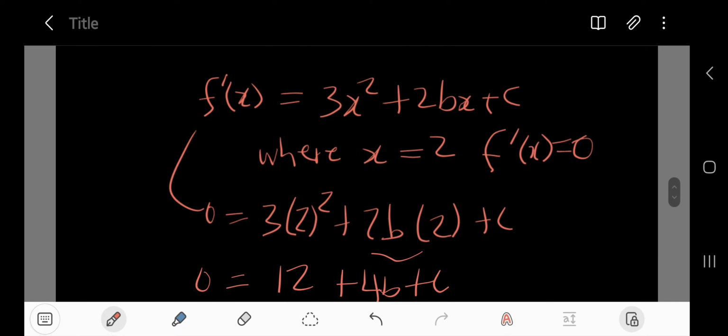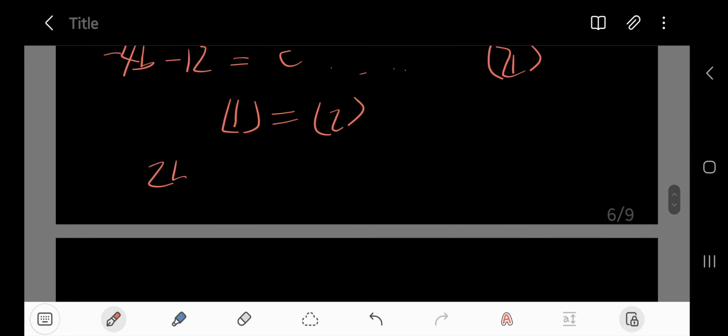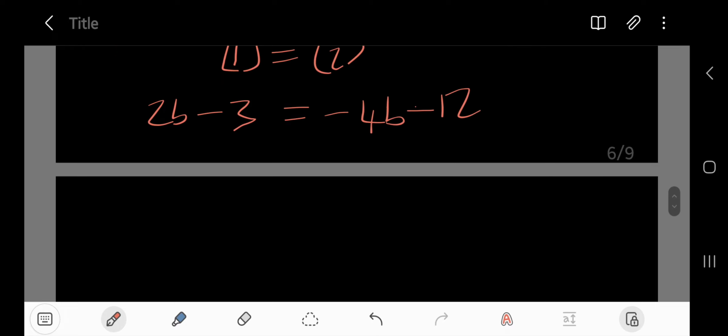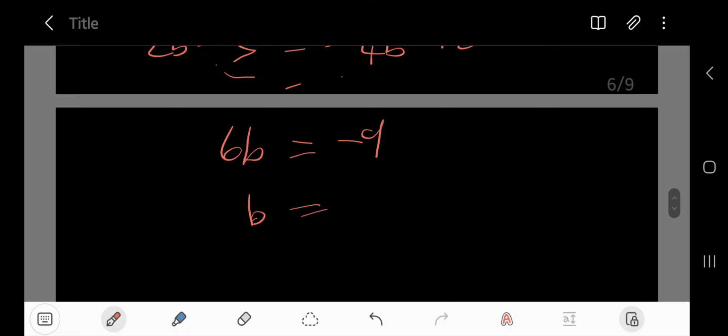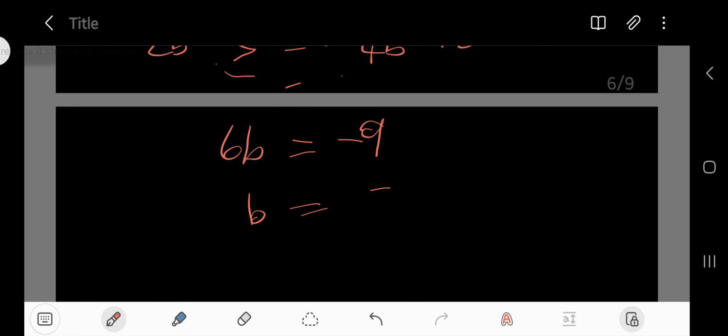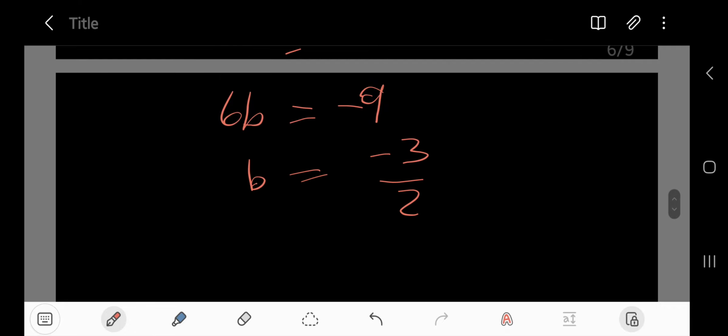Equation 1 was c equals 2b minus 3. And this is also equal to the other c, which is minus 4b minus 12. So I take this 4b to the other side. It's going to be 6b is equal to minus 9. Which means that b is equal to negative 9 over 6, which I believe is negative 3 over 2. So that's what we have there.